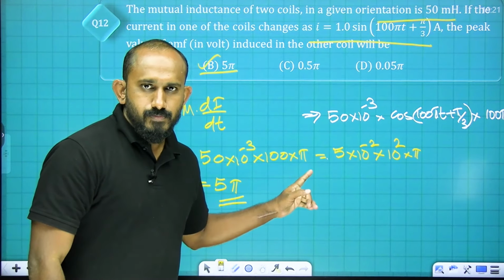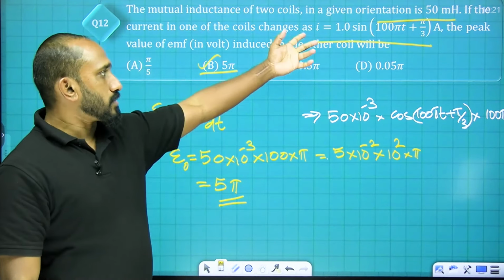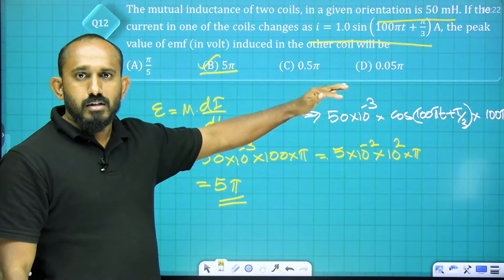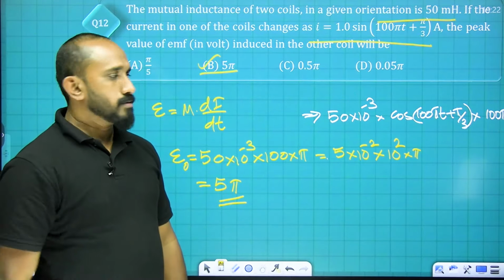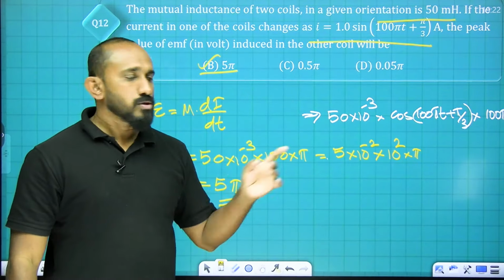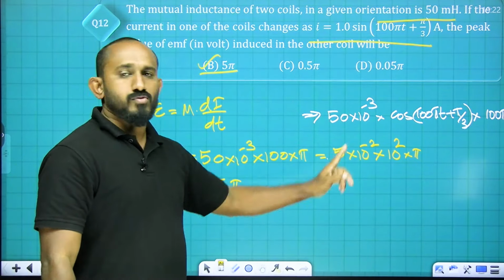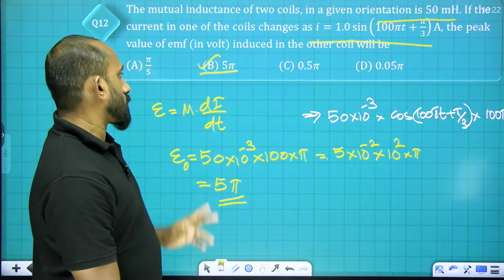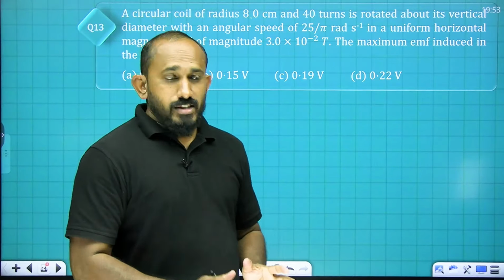Hope you got it? di by dt differentiation. So sine will become cos. Its maximum value is asked, so that's 1. Total angle, okay, cos 0 becomes 1, so the maximum value is 1. Then 1 into this much value. That's the peak value of voltage. That's the concept. Okay. Here is question 13.